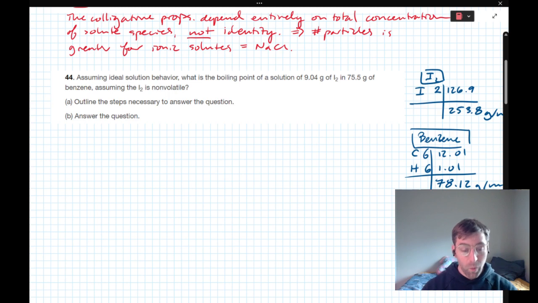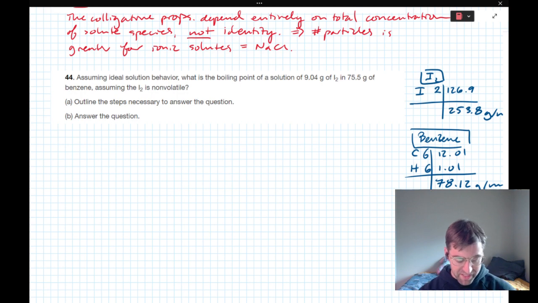So for our first quantitative question, assuming ideal solution behavior, what is the boiling point of a solution of 9.04 grams of diiodine in 75.5 grams of benzene, assuming the iodine is non-volatile? Non-volatile meaning it's not going to evaporate out and add its own gas pressure. That's an important term there. So first we need to outline the steps necessary to answer the question, and then we will answer the question.